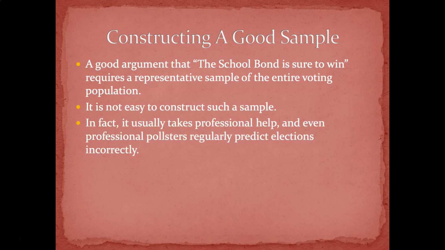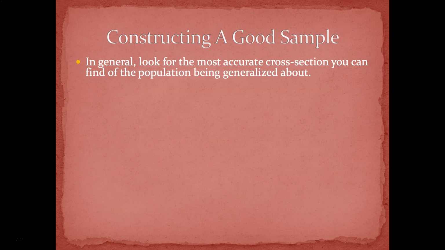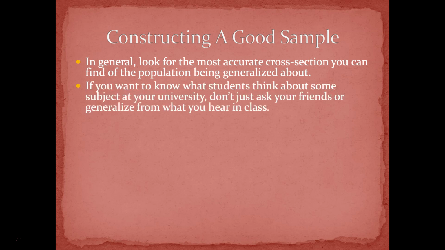In fact, it usually takes professional help, and even professional pollsters regularly predict elections incorrectly. Telephone pollsters used to call landlines, for example, because cell phone numbers are not as publicly accessible. But only a certain demographic of groups still even have landlines, and they're increasingly unrepresentative. In general, look for the most accurate cross-section you can find of the population that you're generalizing about.